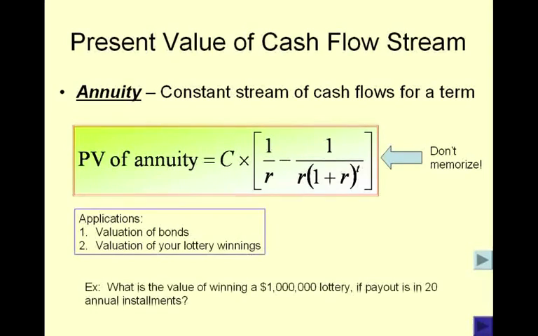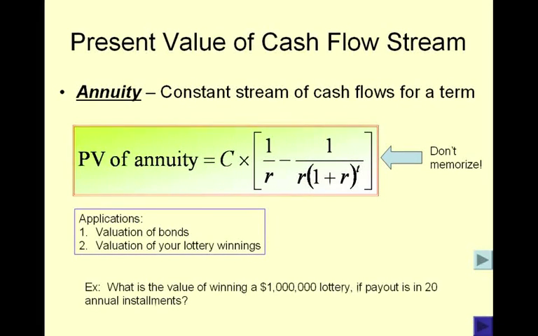The example is, what is the value of winning a $1 million lottery if the payout is in 20 annual installments? Now, those of you who've already won the lottery know that if you win a $1 million lottery, you don't get $1 million right now. If you did get the $1 million right now, obviously the present value of winning the lottery would be $1 million. But all the states that I know of anyway pay out their lottery winnings over time. So that's the example that we want to use.